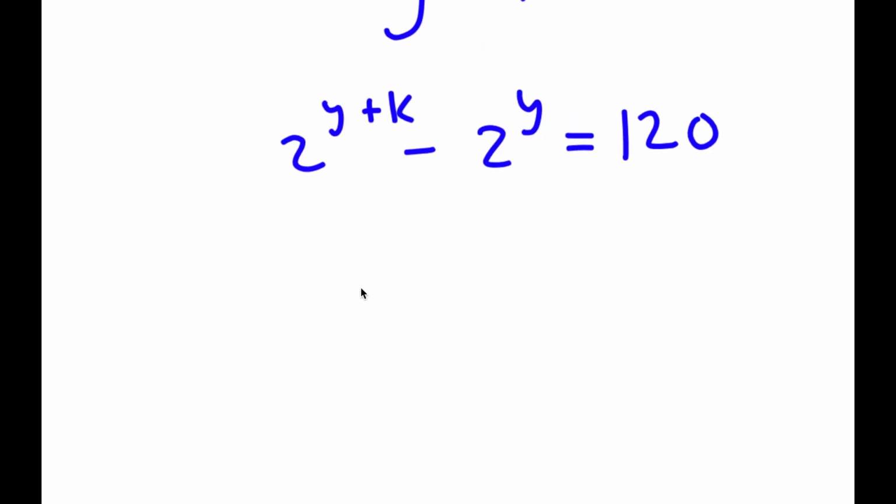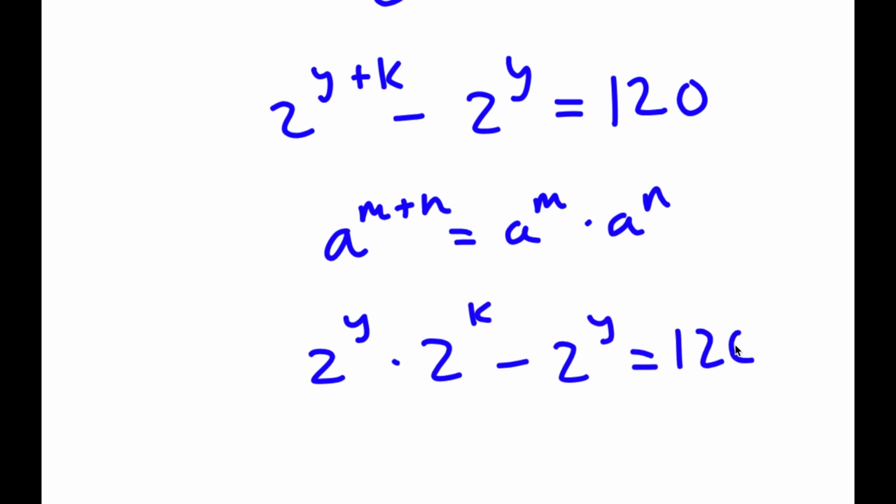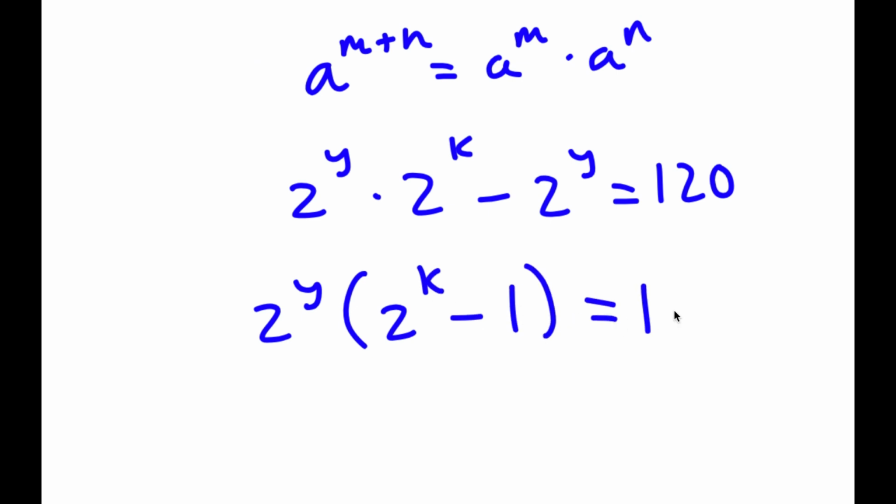Now, if I have something in the form a to the power of m plus n, this is equal to a to the power of m times a to the power of n. So 2 to the power of y plus k, we write that as 2 to the power of y times 2 to the power of k. Now I have this minus 2 to the power of y is equal to 120. Now if I factor out 2 to the power of y, I get 2 to the power of y times 2 to the power of k minus 1 is equal to 120.